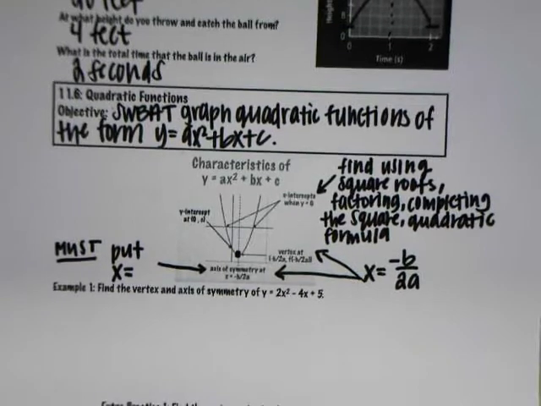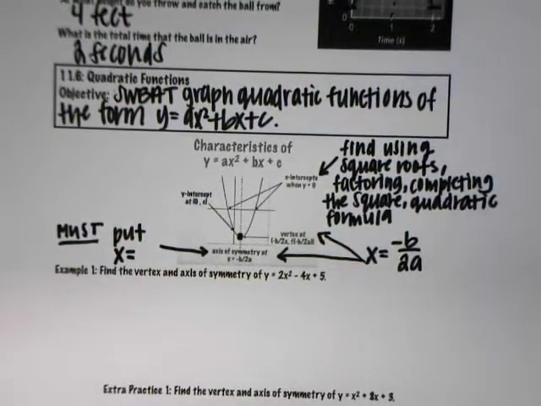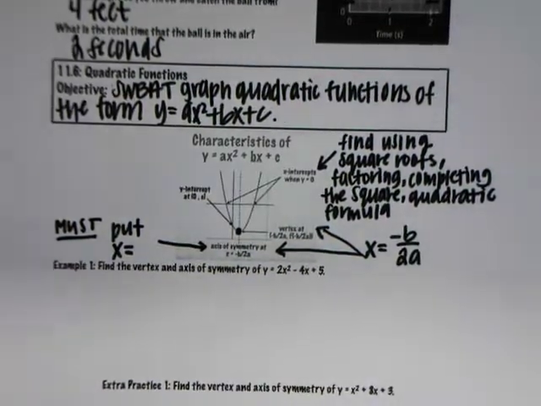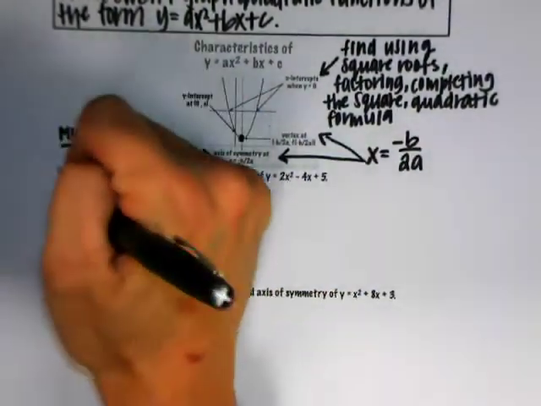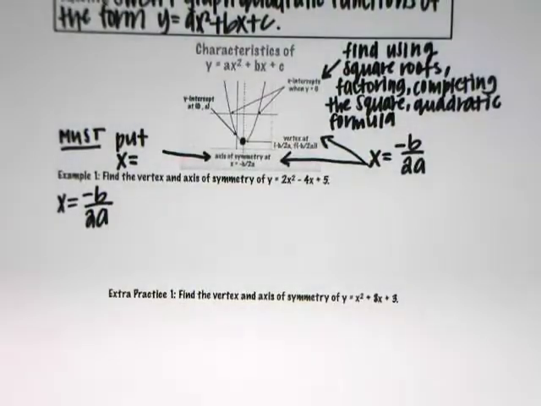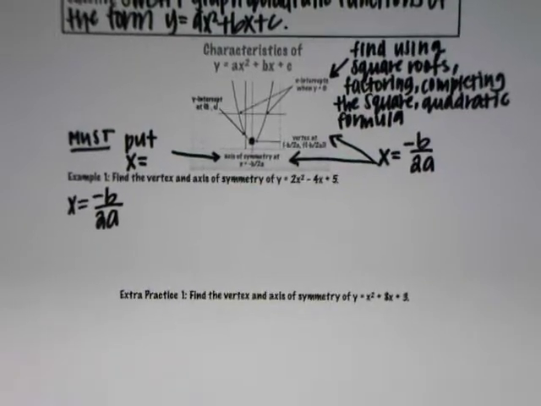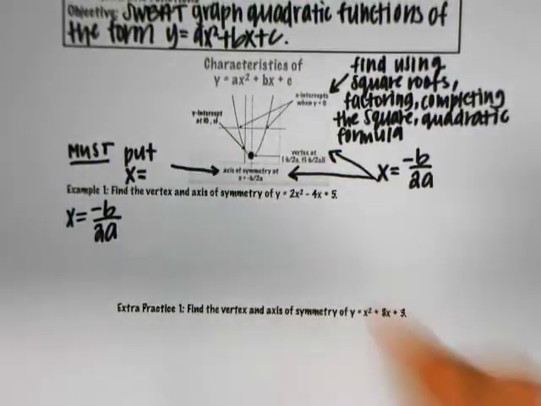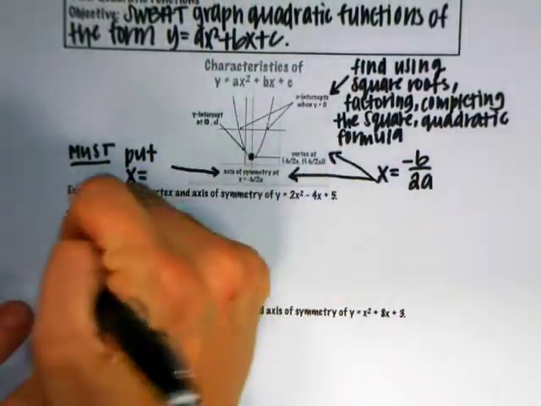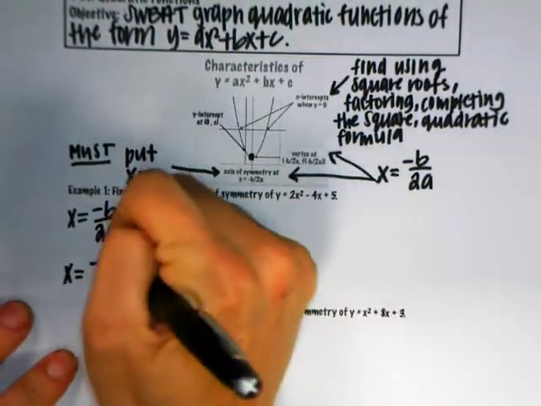Okay? All right, so the first one, find the vertex and axis of symmetry of y equals 2x squared minus 4x plus 5. So we're going to use that formula. x equals negative b over 2a. All right, so for this one, what is b? Negative 4. And then what's a?